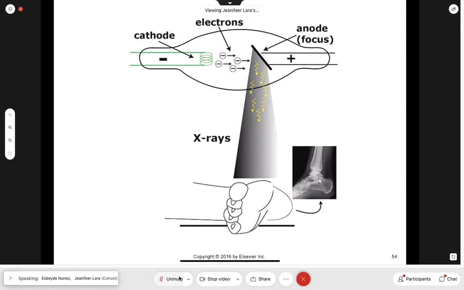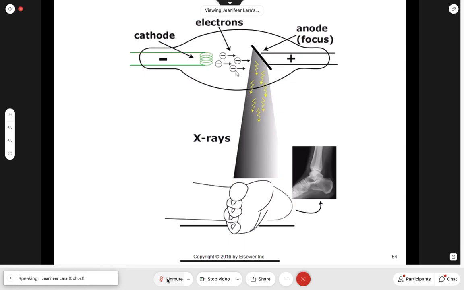Okay, so we know that the electrons that have to flow over to collide with the anode come from the cathode side. Where do they come from and in what process? The filament. They're boiled off, right? No, more specifically, where do they boil off from? The filament. Thank you. And what is that process called? Thermionic emission. Good.